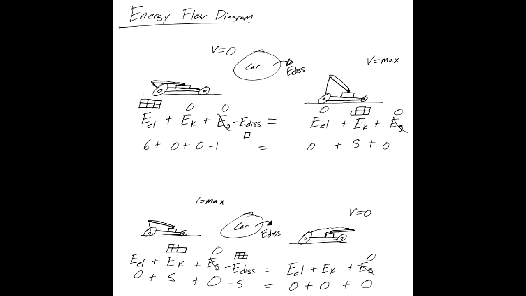In the picture at the bottom, the car has reached its maximum velocity, so all of its energy has now been converted into kinetic energy, which is 5. And then energy dissipates due to friction, so it loses 5, and then it reaches 0 for all energy since the car has stopped moving due to the loss of all its energy.